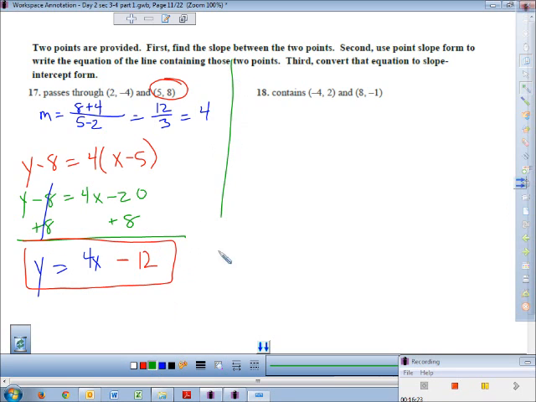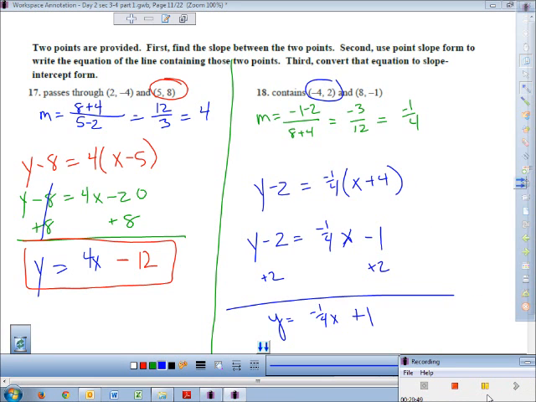Here's what I'd like you to do. Do number 18. You need a slope first, then do point-slope form. So why don't you pause the video and get that done for me. Hopefully you got a slope of negative 1/4. And then when you distribute through, remember that's going to come out negative. So 4 goes into 4 one time. Take that times the numerator and you get 1. And that there was our answer.